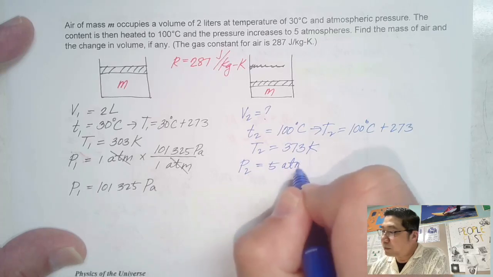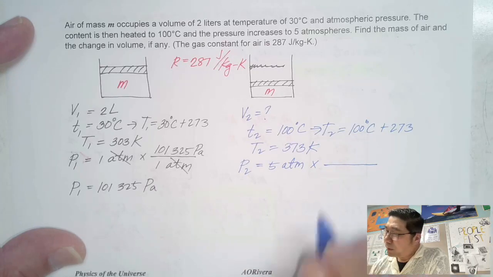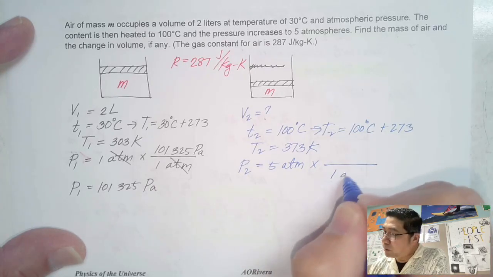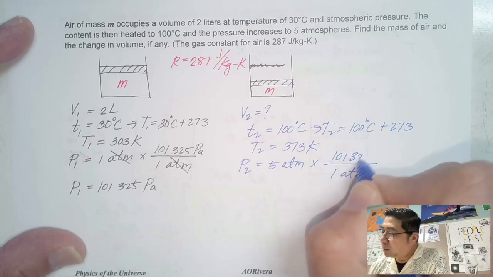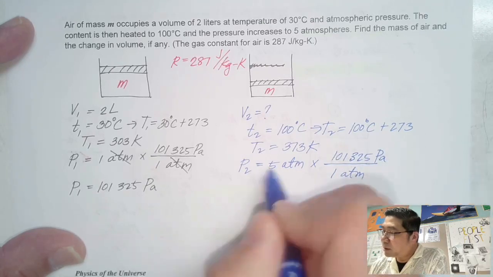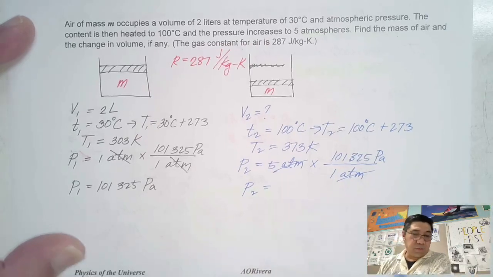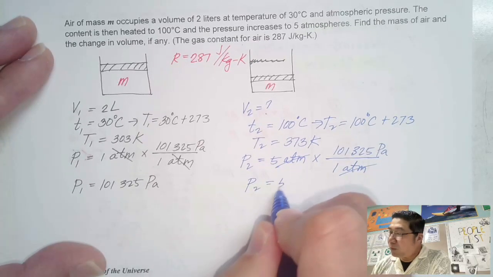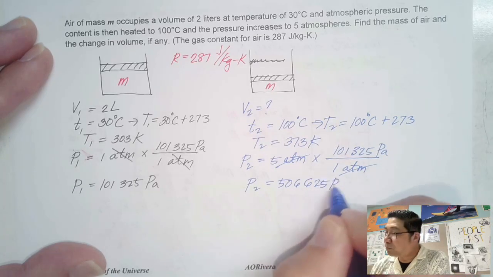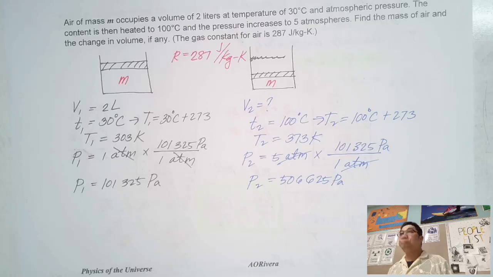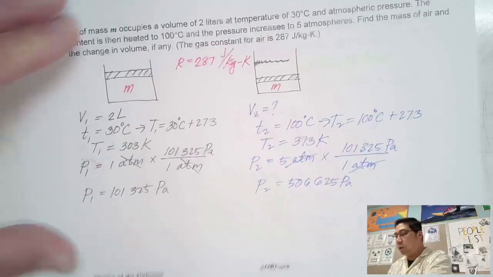And then last but not least, our second pressure will change into 5 atmospheres. So you're compressing it from 1 to 5. So that is 5 atmospheres multiplied by 101,325 pascals. So your atmosphere cancels out. So pressure number 2 is equivalent to 506,625 pascals using your calculator. So now you know your volume, temperature, and pressure. So we can definitely solve for V2.